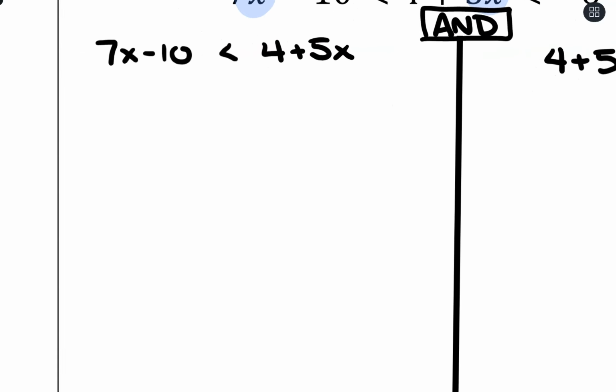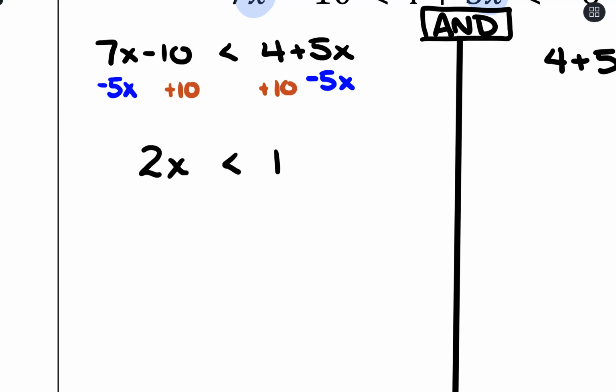So first case here, 7x minus 10 is less than 4 plus 5x. So let's go ahead and subtract 5x from both sides. Add 10 to both sides. So we're going to have 2x is less than 14. Divide both sides by a positive 2. So x is less than 7. Okay, so x is less than 7.